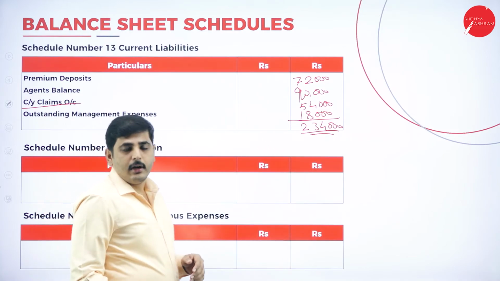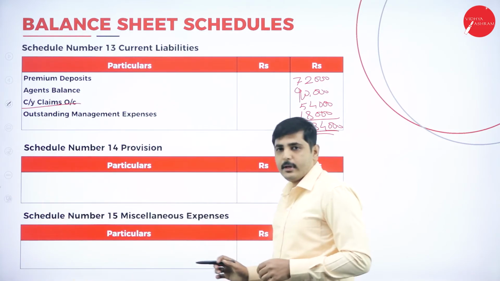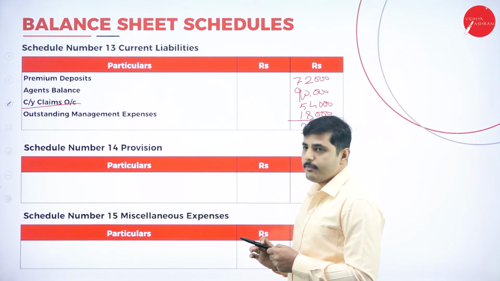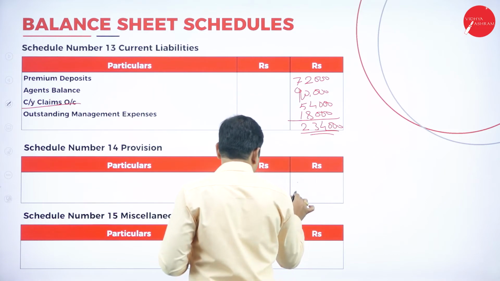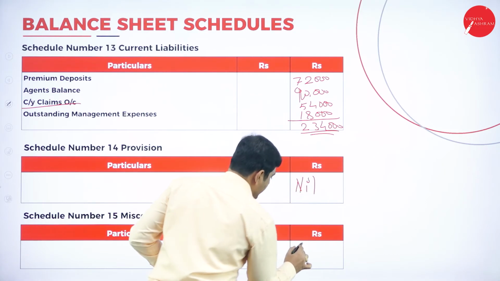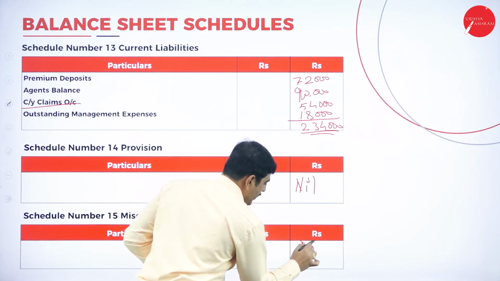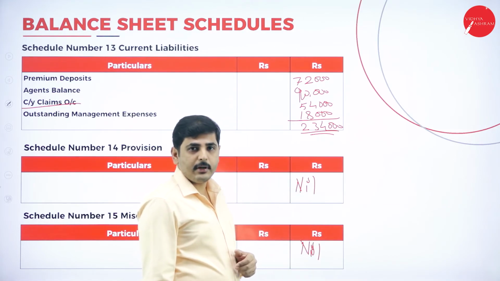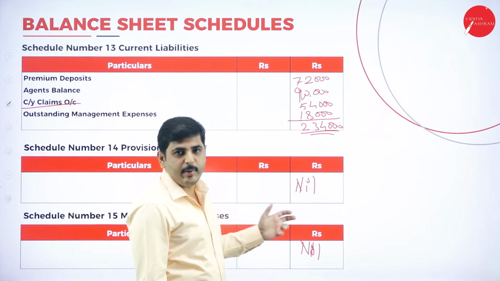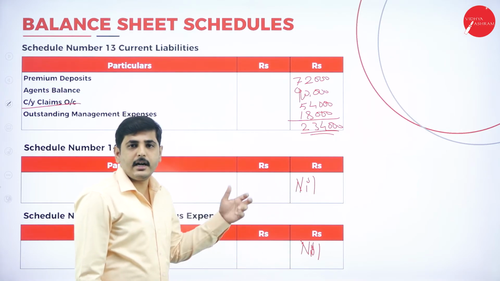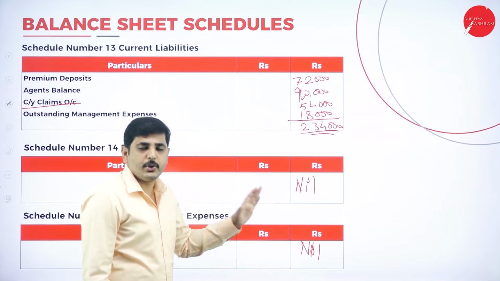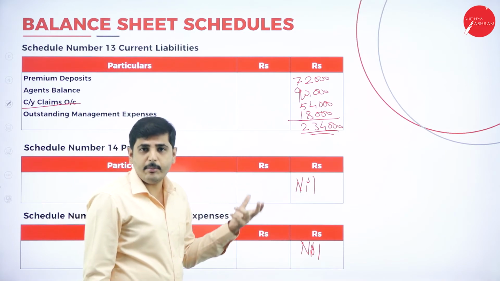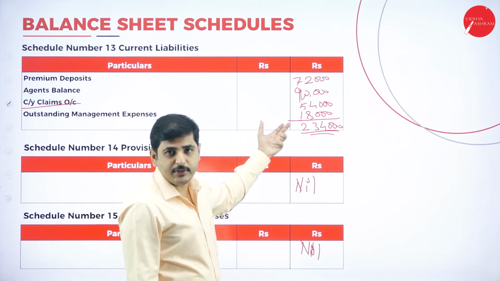Next, schedule number 14 and schedule number 15. They have not given any item regarding schedule number 14 and 15, provision and miscellaneous expenses. This is nil. And while preparing the balance sheet also, we should not show schedule number 14 and 15. Under the application of fund, we should not show the amount. And also schedule number 13, we should deduct the amount from the total application of the fund.